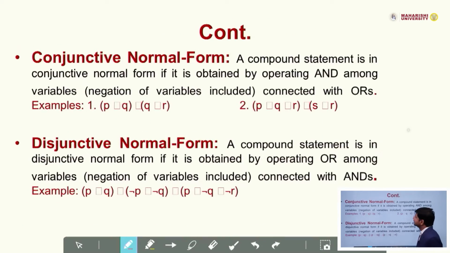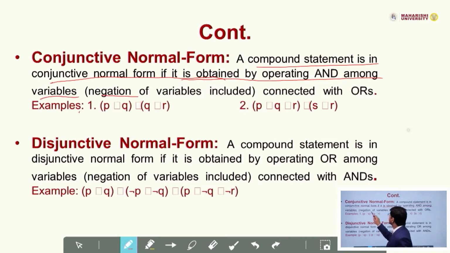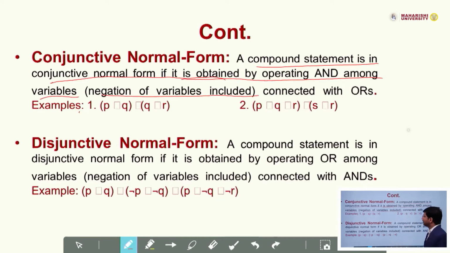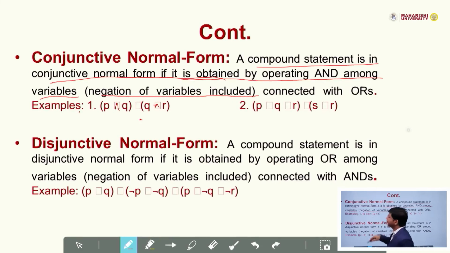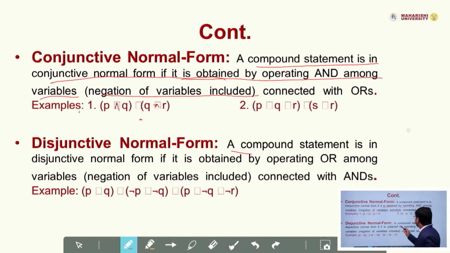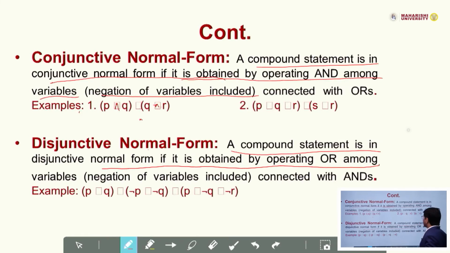What are those? Let us discuss conjunctive normal form. A compound statement is in conjunctive normal form if it is obtained by operating AND among variables. Negation of variables may or may not be included, right? So it is AND, AND, AND. These are known as conjunctive normal form. A compound proposition statement is in disjunctive normal form if it is obtained by operating OR among variables.